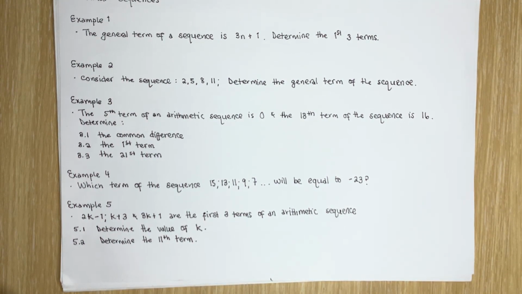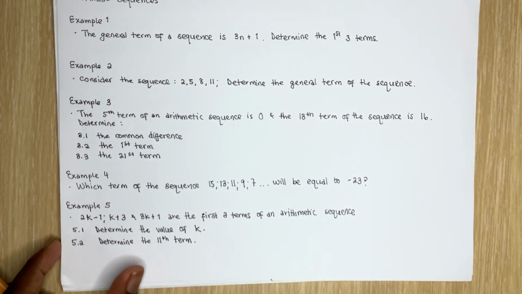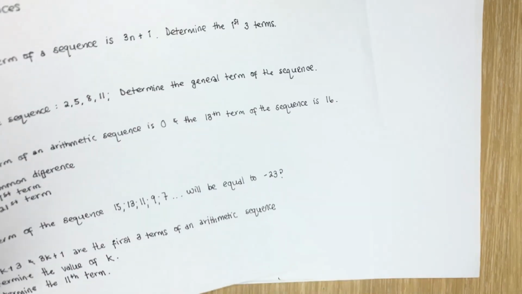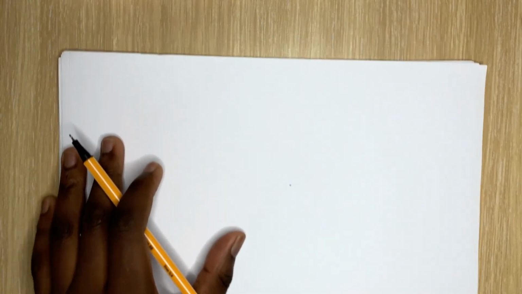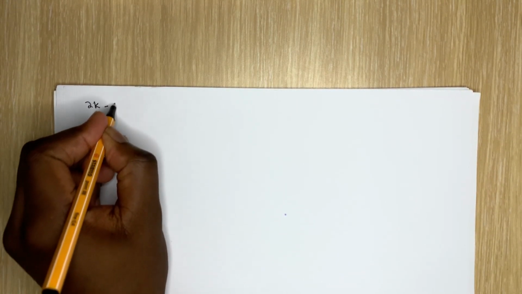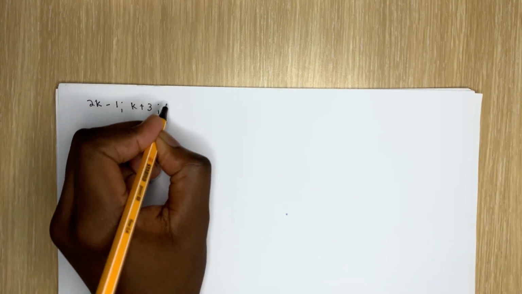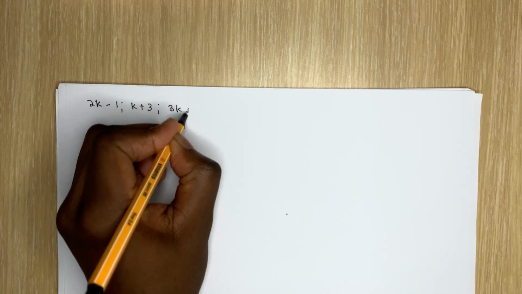Okay, so that is d. We have a common difference between the two consecutive terms of this sequence. Okay, it's not really difficult, but it just wants you to understand the concept of the common difference. So now that we have established that, let's see how we approach it. Okay, so we have 2k minus 1, that is the first term, and we have k plus 3, that is the second term, and then the third term equals 3k plus 1.